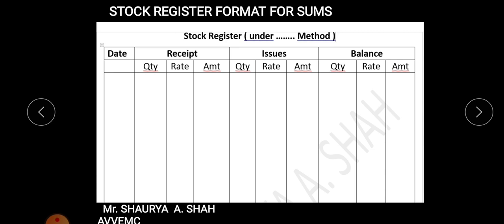So what you will write down here is, suppose I am having an opening balance on 1st of January of 100 units at 2 rupees per kg, right? Just understand very carefully, your sum is very much easy based on this logic only.